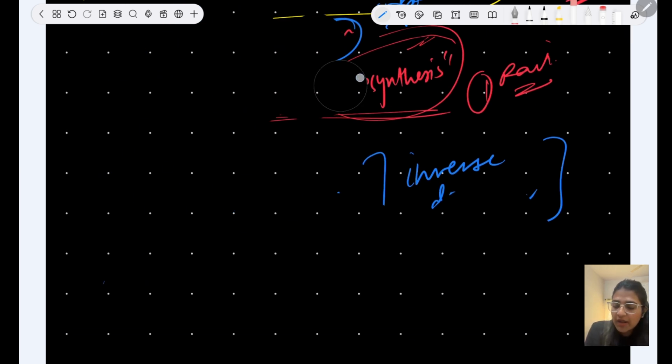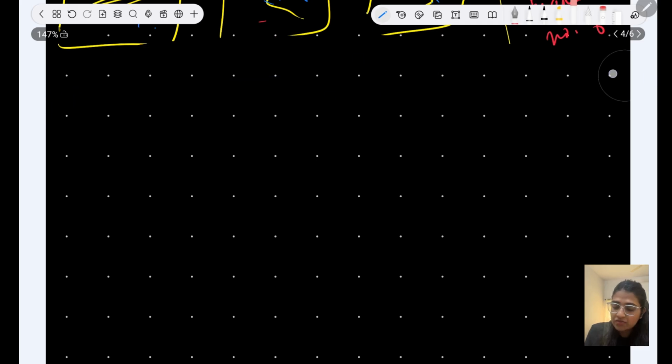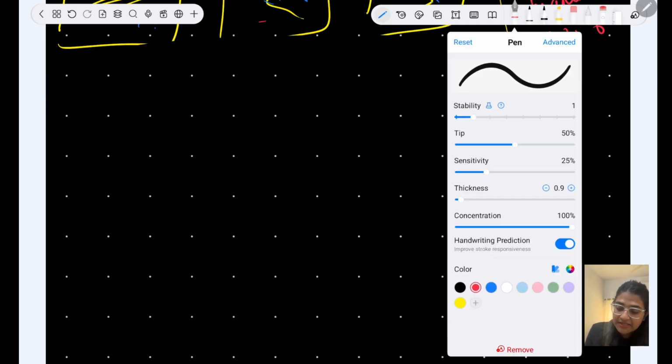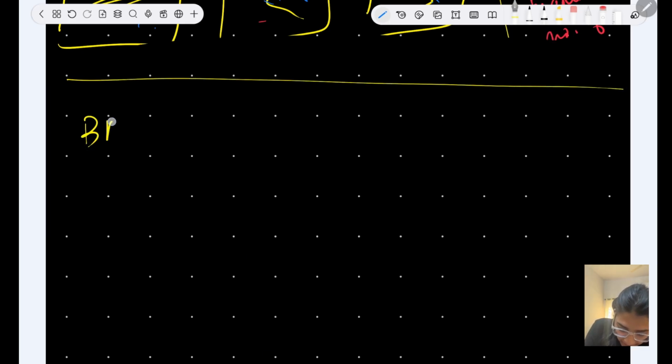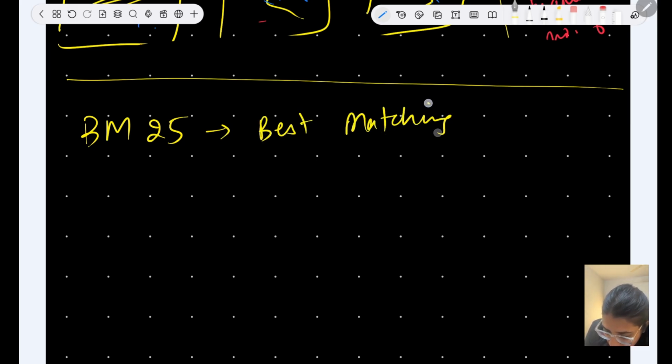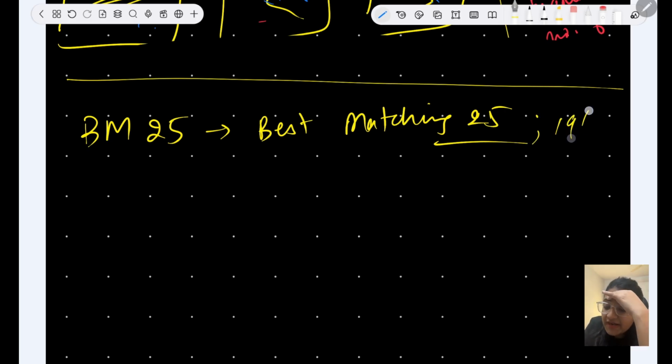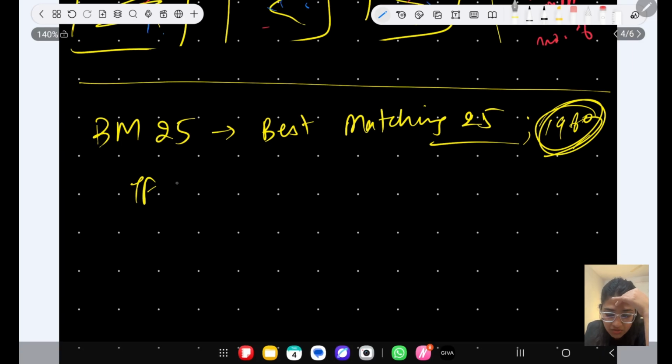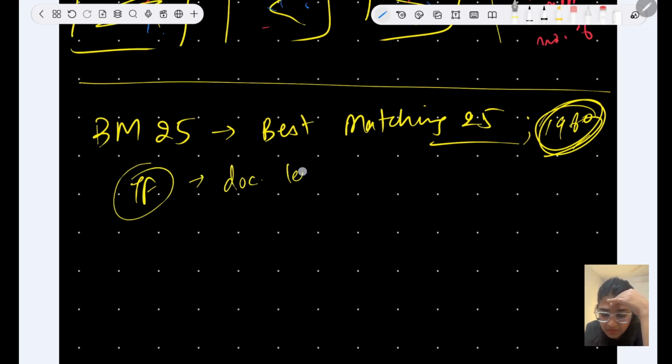BM25 is a very popular algorithm and it focuses on something called as matching. In fact, BM का मतलब वो नहीं है जो आप चाहते हो. BM का मतलब है बेस्ट मैचिंग. BM25 मतलब बेस्ट मैचिंग का 25th एल्गोरिदम. कितनी बढ़िया चीज़ है ये. एंड BM25 1980s में इनफैक्ट आया था. ठीक है. और इट नॉर्मलाइजेस टर्म फ्रीक्वेंसी. ओके. एंड इट स्कोर्स बाय डॉक्यूमेंट लेंथ.